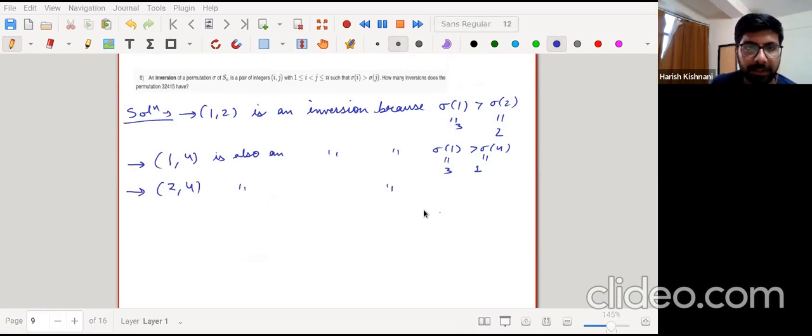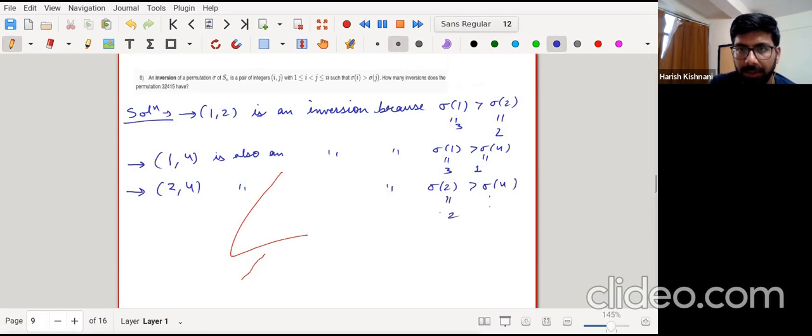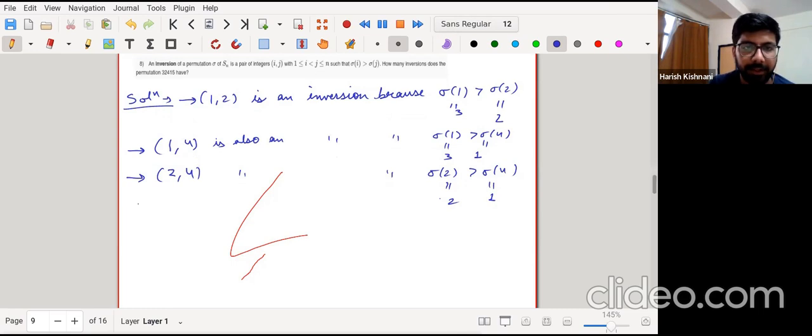So sigma 2 is 2, sigma 4 is 1. Okay. So definitely there won't be anything else starting with 2, because the image of 2 is 2 and we already have 4 as an index which is greater than 2 and has sigma(i) smaller. Now, is there anything starting with 3?